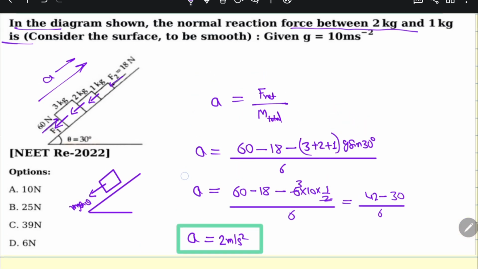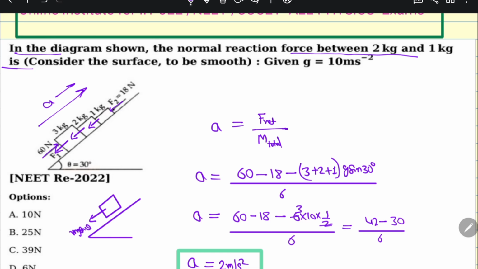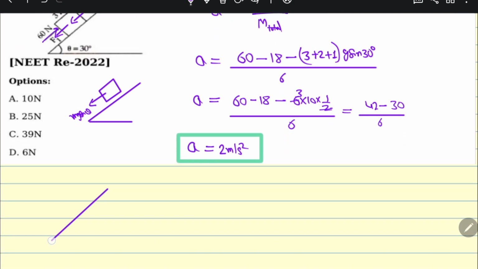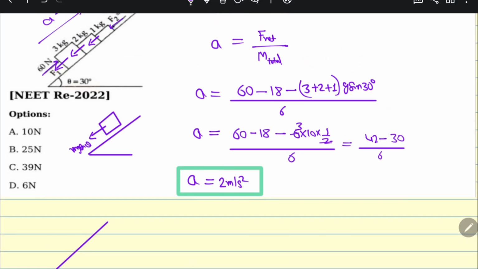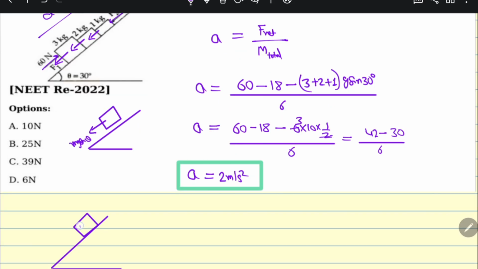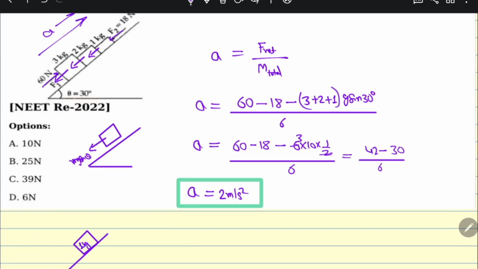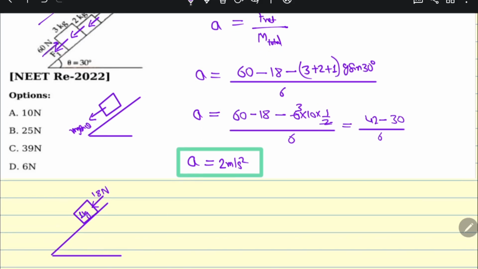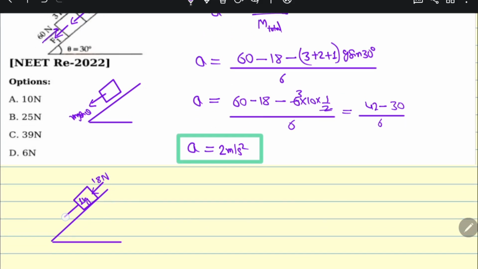Now we got the acceleration value. Now we can find the normal reaction between the 2 kg and 1 kg blocks. So here you see we make the free body diagram of the 1 kg block. Here this is our 1 kg block, and here you see an 18 Newton force acting, and here mg sin theta is acting, and the normal reaction from the 2 kg block acting upwards, right?